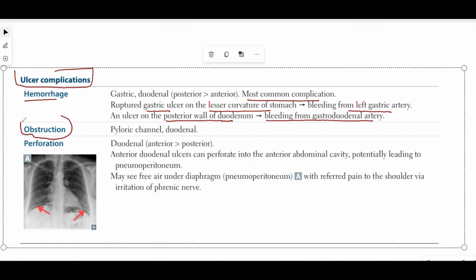Obstruction is another complication of the peptic ulcer, and so is perforation. Perforation is an emergency. An anterior duodenal ulcer perforates and leads to pneumoperitoneum, and this pneumoperitoneum is an emergency. On the chest X-ray, you see air under the diaphragm. This is air. So air under the diaphragm diagnoses the pneumoperitoneum, and the patient may present with shoulder pain, referred pain to the shoulder because of irritation of the phrenic nerve.